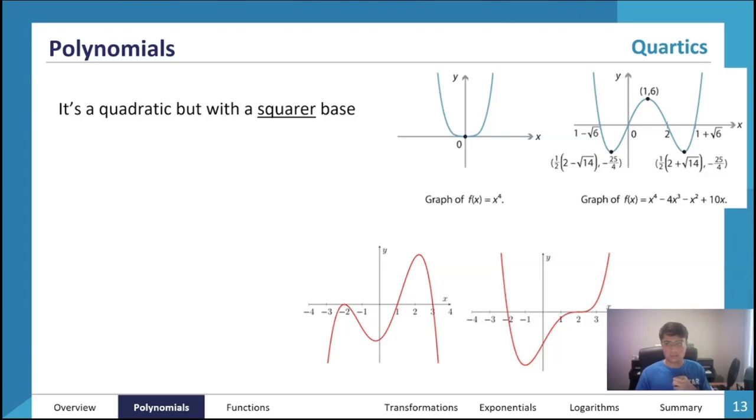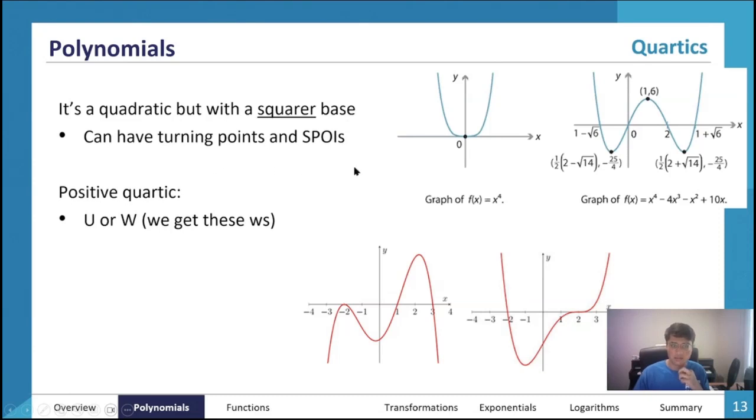Okay, now moving on to quartics. It's like a quadratic but with a squarer base, and there's not much more that can be said there. You can see it looks like a quadratic. It comes down and then it goes back up, but it's a bit flatter at the bottom. So it comes down, flattens out, and then goes back up. Now, it can still have turning points, as you can see in this diagram here, but it can also have stationary points of inflection. Looking at this graph, we have a stationary point of inflection right here. It goes up to that point, gets flat, and then keeps going the same way.